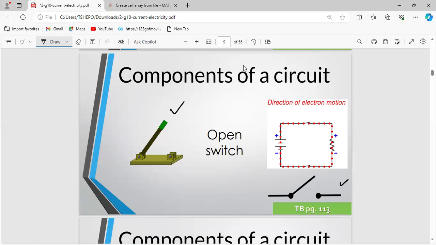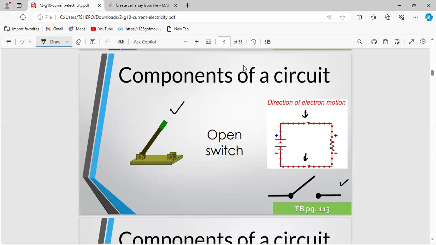So in this case, we have an open switch. Why is the switch open? Because we have a space or a gap here. So that means if you have an open switch in a circuit, let's have a look at this circuit over here. Here's our switch. We have two switches. Let me just draw an arrow so that you can see them. We have a switch over here, and then we also have a switch over there.